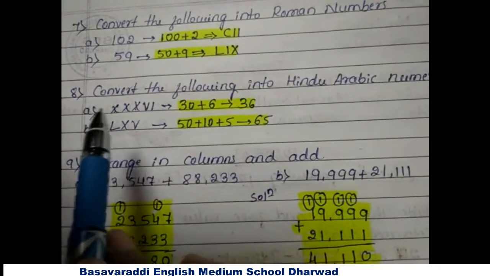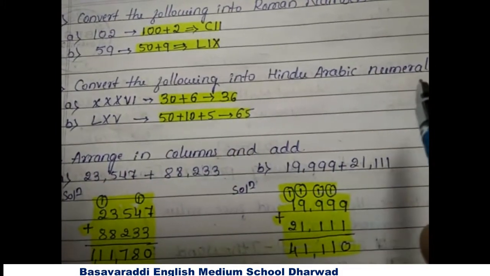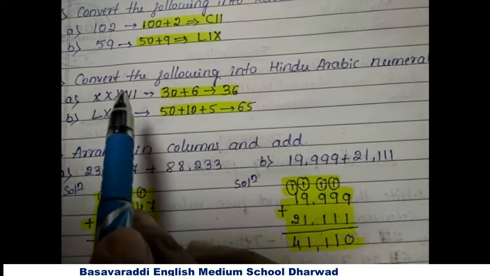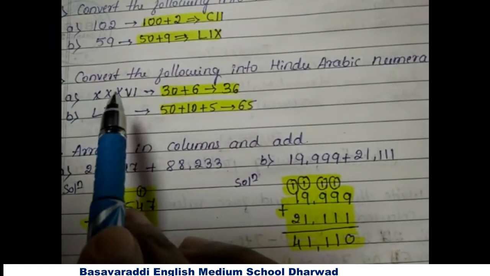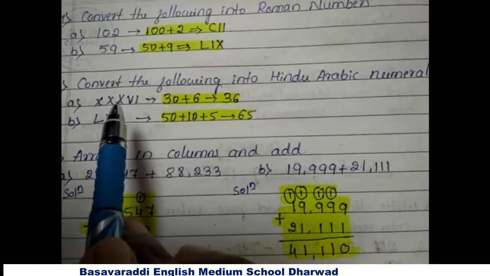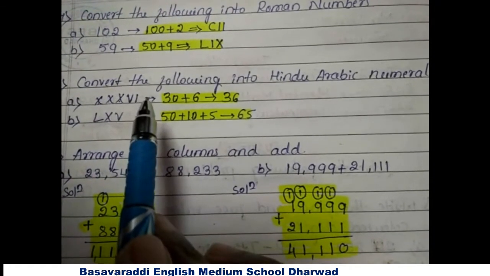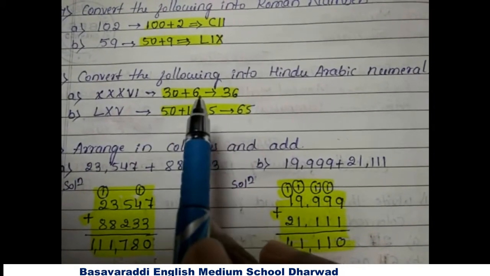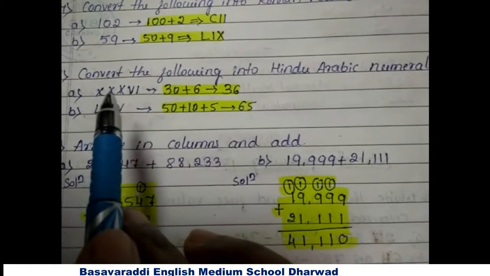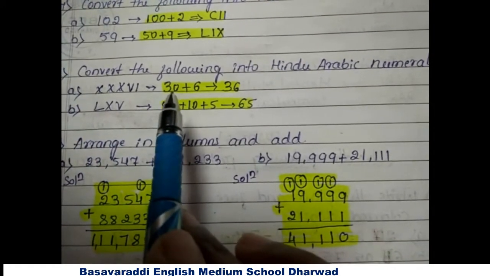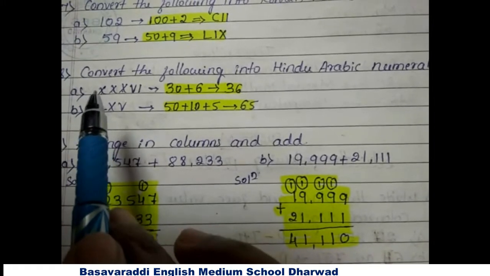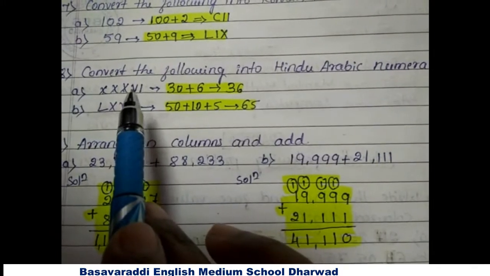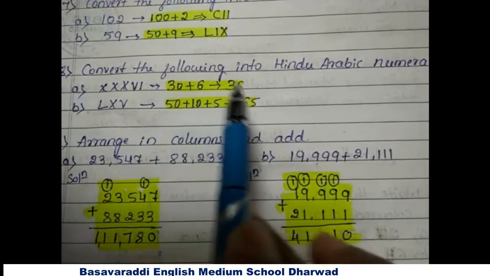Next, eighth question: convert the following into Hindu Arabic numerals. A, XXXVI. This is in Roman numbers, so we have to convert it into Hindu Arabic numerals, that is the Indian system number. So X here: write 30, that means the value of X is 10, 10, 10. So 30 plus the value of V and I, that is 6. So 30 plus 6 is 36.